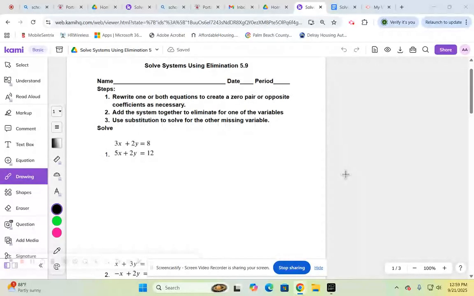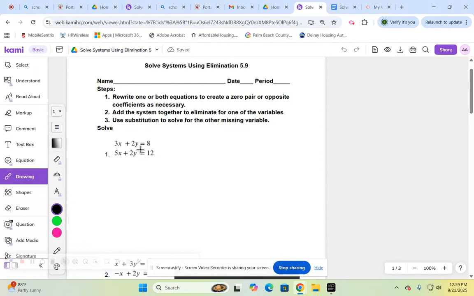Hi everyone. In this practice, we're going to learn how to solve systems using elimination. And we're going to use these three steps. Step 1, we're going to write one or both equations to create a zero pair or opposite coefficients as necessary. 2, we're going to add the systems together to eliminate for one of the variables. 3, we're going to use substitution to solve for the other missing variable. So let's see what that looks like in practice.